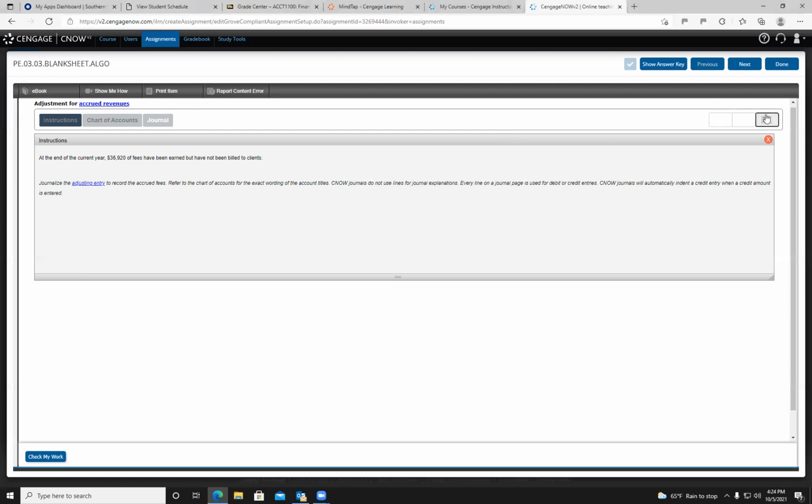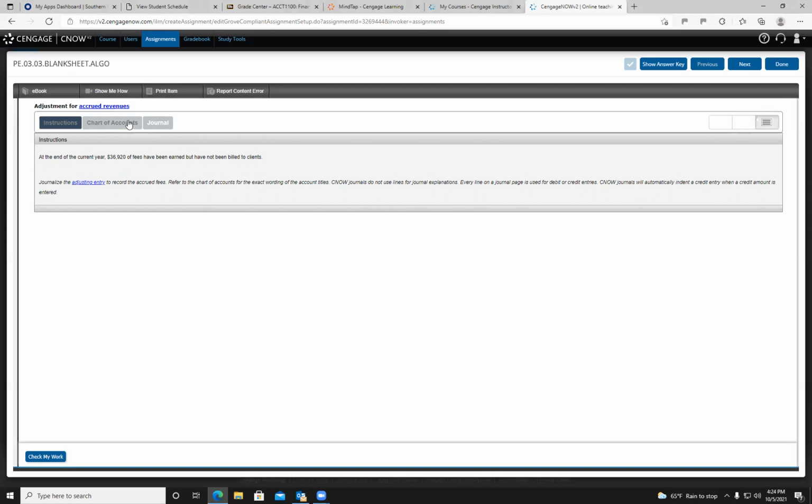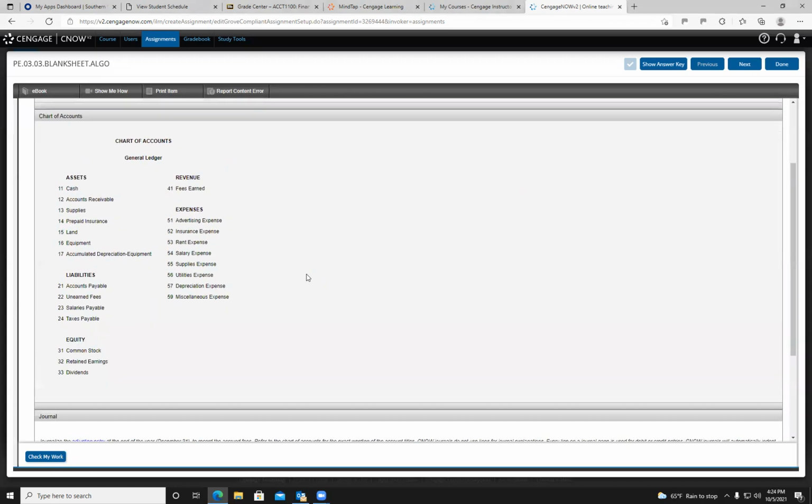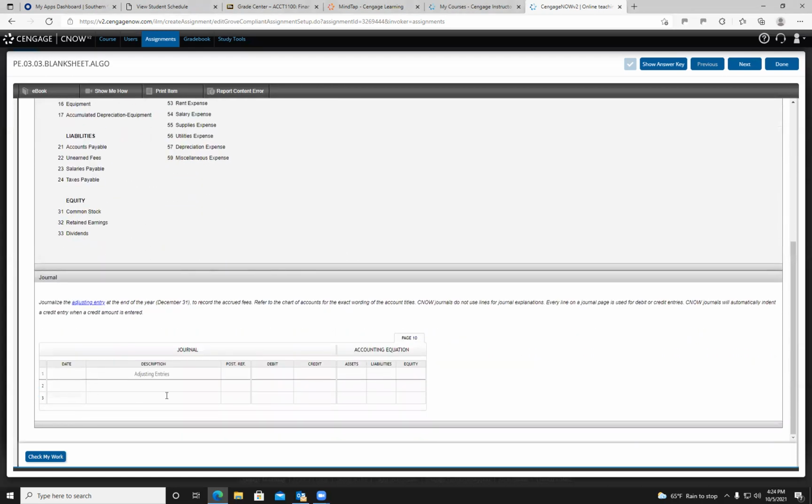So let's go ahead and open up all the tabs so we can look at everything. Our chart of accounts is right here. All right. So we have our assets, our liabilities, our equity, our revenue, and our expenses. And now we have our journal that we're going to use to record our journal entry. So right off the bat, we are recording for revenue that we've earned, but not billed yet. So we've earned it, not billed it.